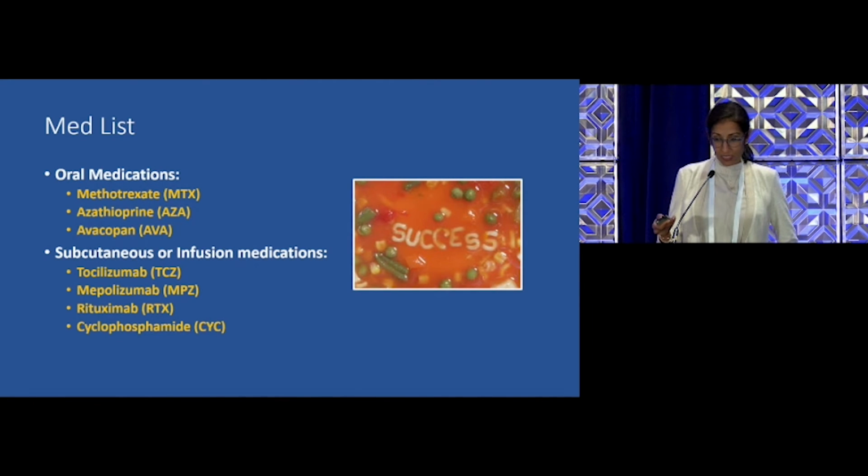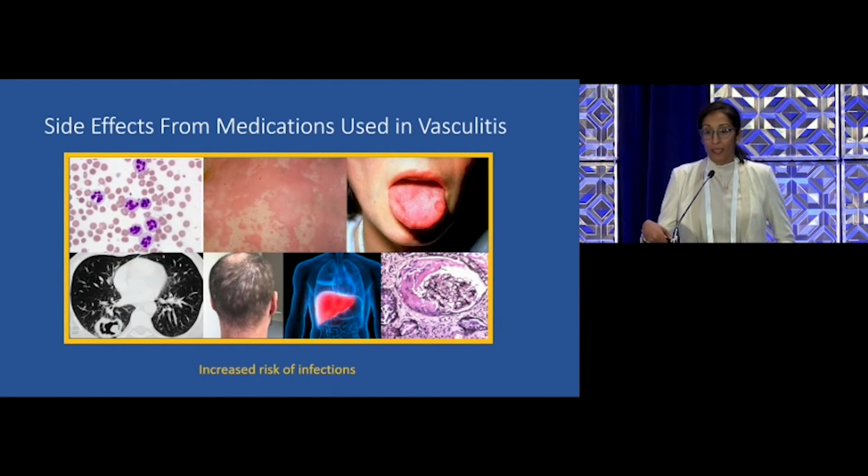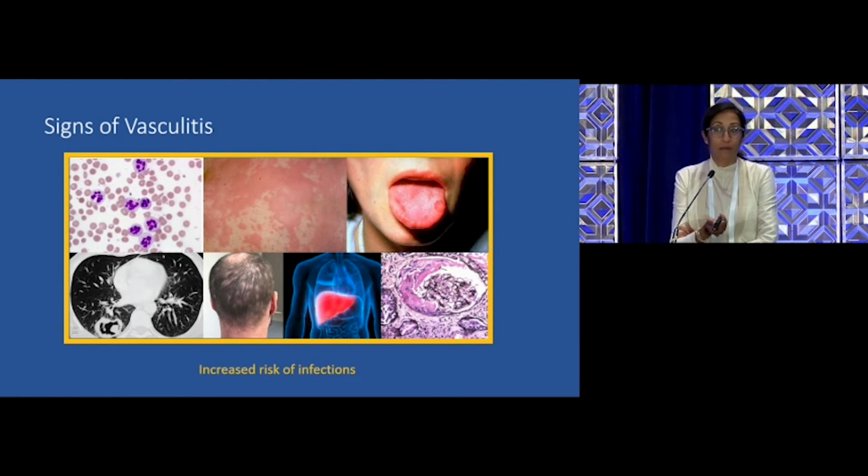So these are some of the medicines that I wanted to go over because I think hopefully they apply to a couple different disease states. I'm just showing the different side effects from the medications that we use in vasculitis. There's bone marrow suppression, there's rashes, there's oral ulcers, there's kidney dysfunction, liver dysfunction, hair loss, lung lesions. There's a lot of different things, and we have increased risk of infections. And this same exact slide is the same as signs of vasculitis.